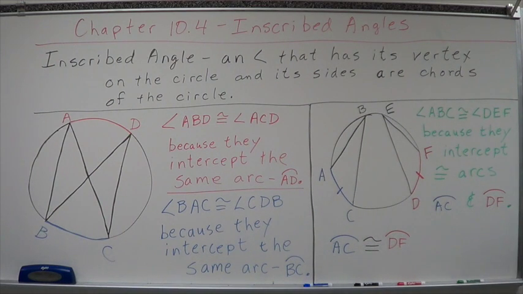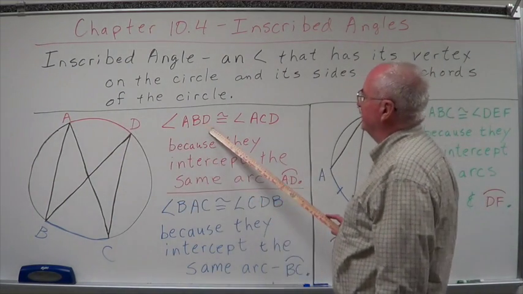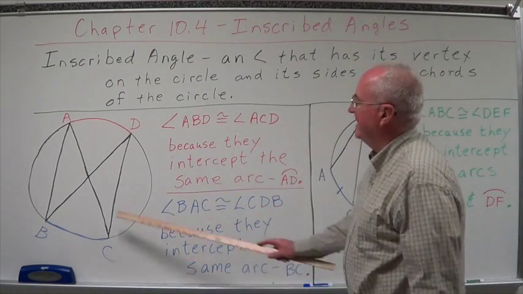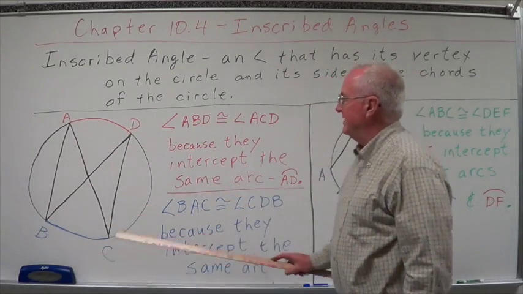Same thing. Two arcs that are intercepted by the same angle are congruent. Okay? Arcs that are intercepted by the same angle or congruent angles have to be congruent. So let's go over here. A different picture. This one is sort of obvious. Both these angles create the same arc AD. Both these angles create the same arc BC.